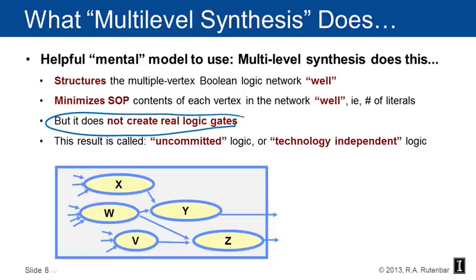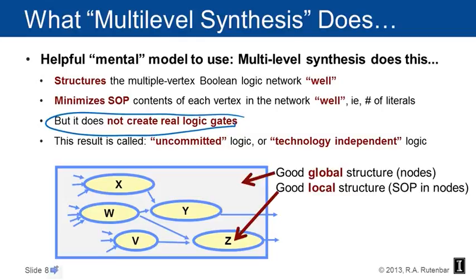And so I've just got a little picture down here. There's an X node, a W node, a V node. The X and the W nodes go into the Y node. The Y node is an output. The W and the V nodes go into the Z node. The Z node is an output. Just to sort of highlight this, what multi-level logic synthesis does is it gives a good global structure to the nodes, the X, the Y, the Z, the W, and the V in this diagram. And it gives a good local structure to the insides, the sum of products forms inside the nodes like Z. But this is not logic gates.